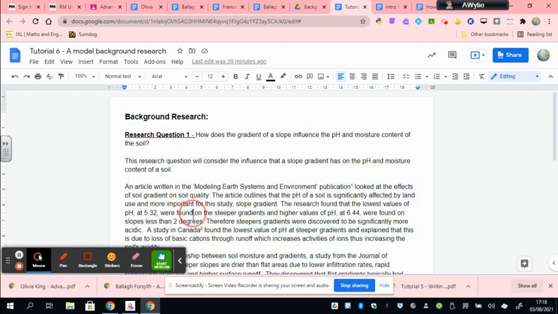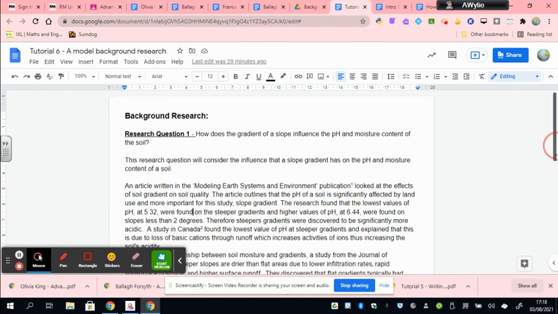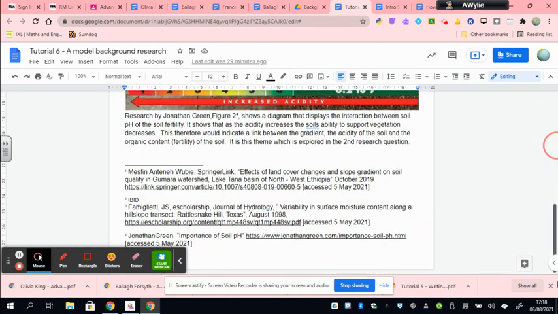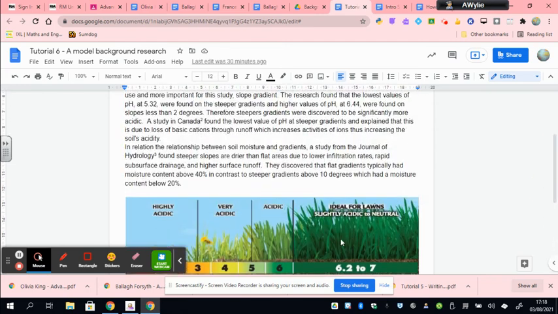And that isn't just for one. This is just one example, but you would have 3. So whilst this only takes up 1 page, by the end of your background research you'll be looking at 3 or 4 pages. It really depends on how many diagrams you have included.